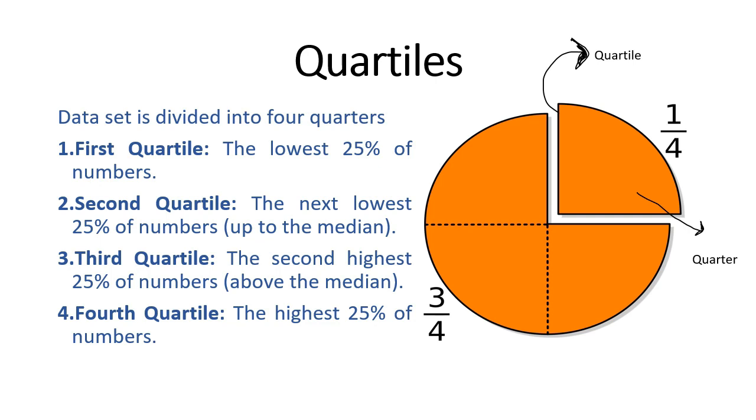Quartile. Basically, our data set is divided into four quarters. That is the first quartile, which means the lowest 25% of the numbers of the entire data set. Second quartile, the next lowest 25% of the numbers. Third quartile, the second highest 25% of the numbers, that is above the median. And the fourth quartile is the highest 25% of the numbers. So basically in this pie chart, we can see the line that separates the first quarter is called a quartile and the entire sector is called a quarter.